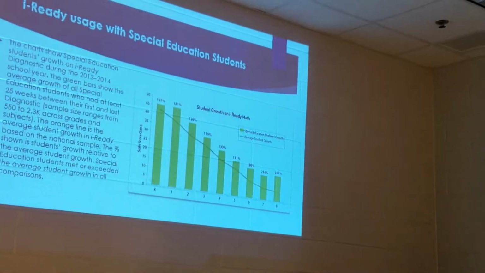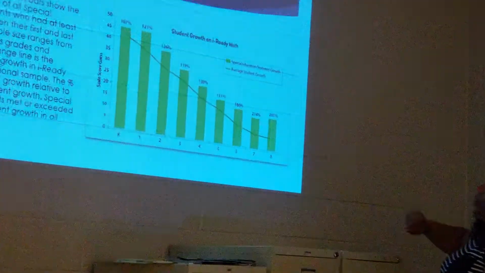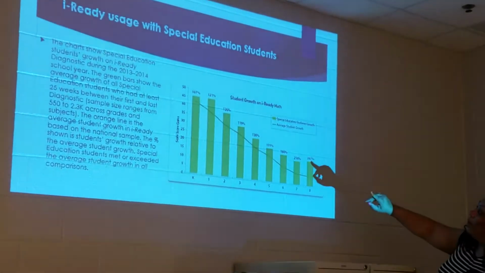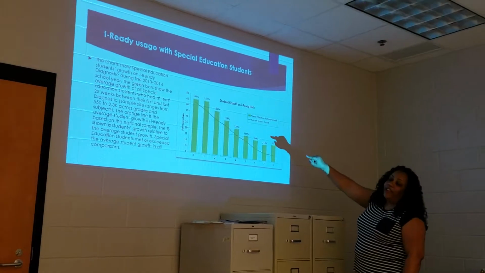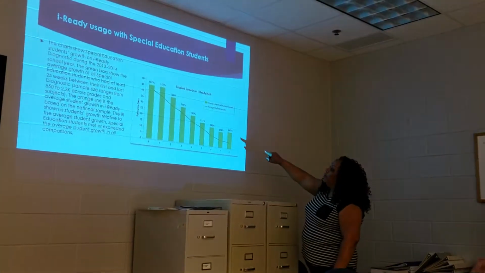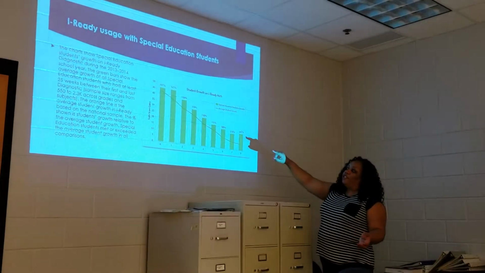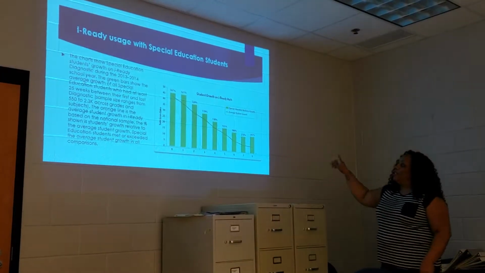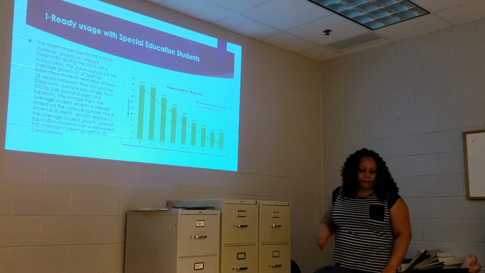Next, I also looked at this for math as well, and you can see again, the students' growth is the green bars, and then the orange line is showing what the average growth should have been for each student. And the average growth is based on what their first diagnostic test looks like. So as you can see, they have exceeded this as well in math.